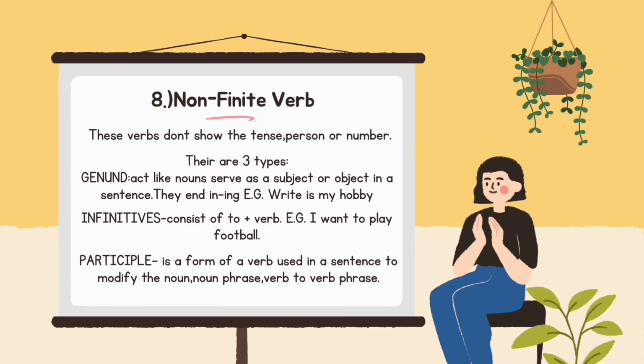Non-finite verb. These verbs don't show tense, person, or number. Three types: gerunds act like nouns and can serve as a subject or object in a sentence. They end in ing. Example, writing is my hobby. Infinitives consist of to plus a verb. Example, I want to play football. A participle is a form of a verb used in a sentence to modify a noun, noun phrase, verb, or verb phrase.